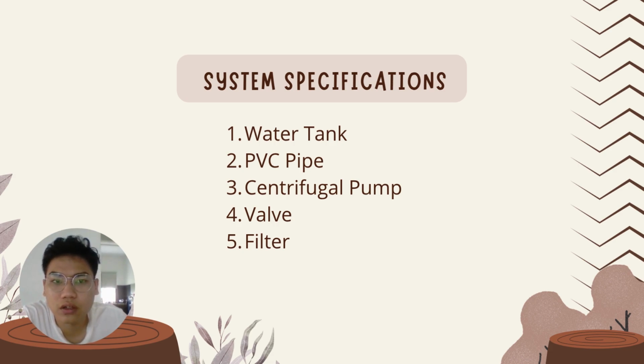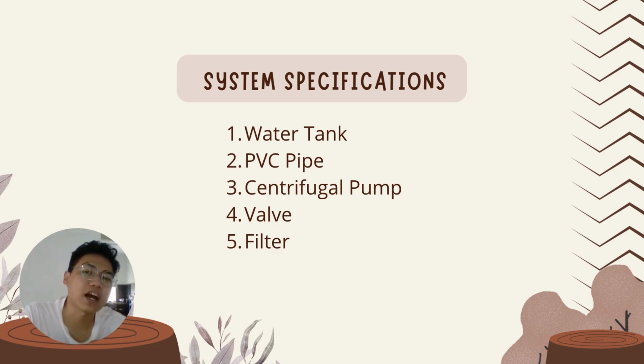So for water tanks, the water tank in this piping system plays an important role in ensuring a reliable and efficient water supply for construction activities. The capacity of the water tank should be around 2,270 liters, and the water tank is made out of polyethylene, which is a budget and economy type of water tank.